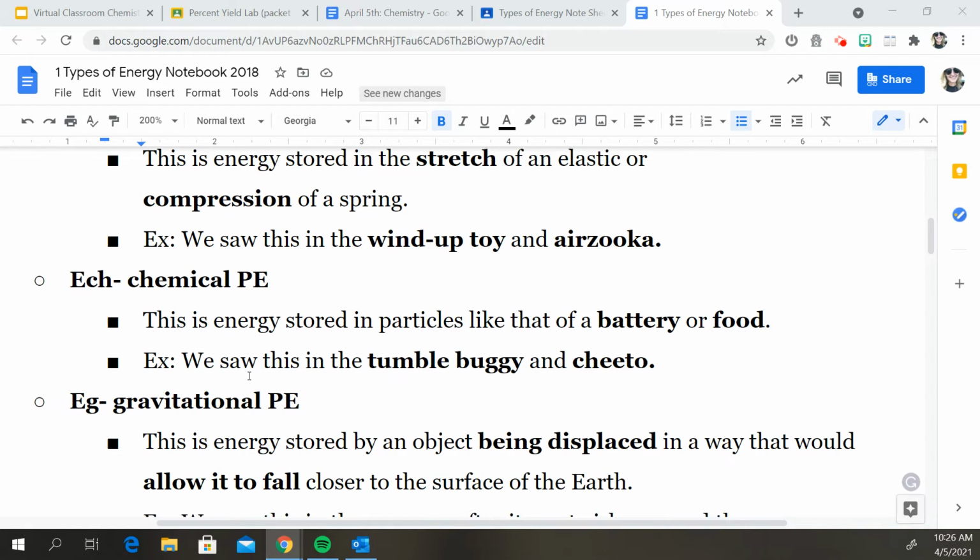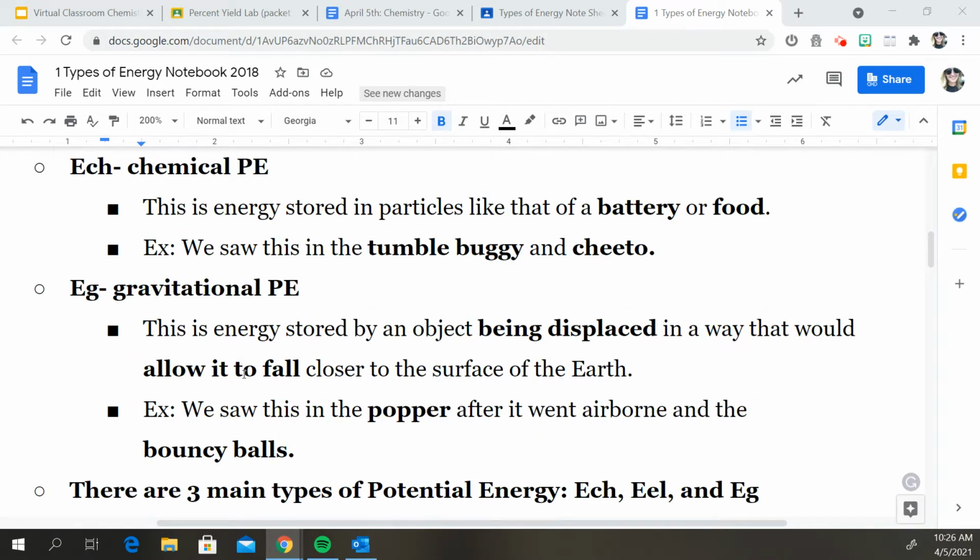Another type of potential energy is EG, otherwise known as gravitational potential energy. So this is energy that's stored on an object that is being displaced in a way that would allow it to fall closer to the surface of the Earth. You are going to see this in our lab with the popper after it went airborne and with bouncy balls. So bouncy balls, as you drop them and they're falling towards Earth, they have gravitational potential energy.